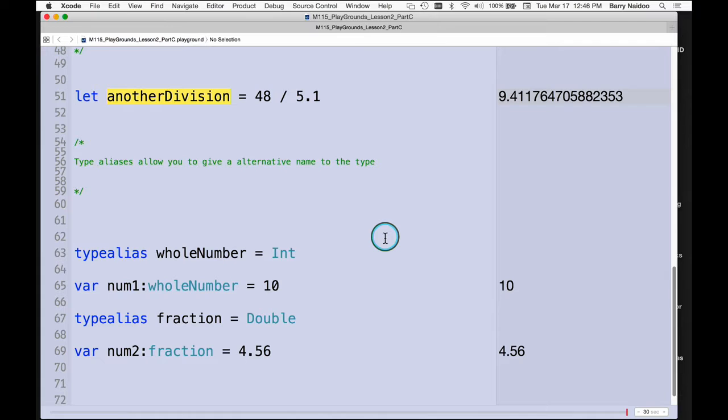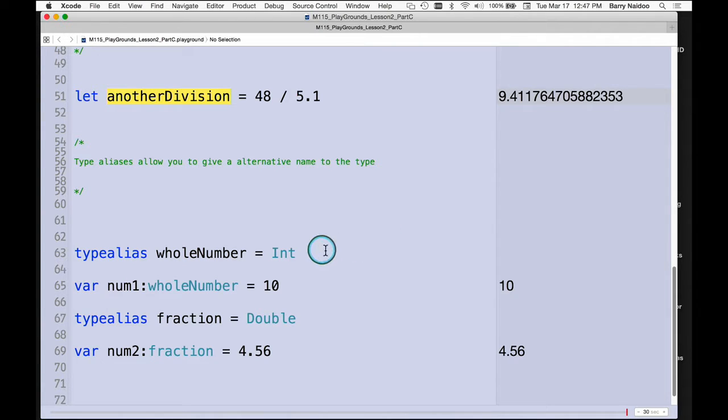Now let's look at another concept in Swift called type aliases. So far we've worked with 5 types: integer, double, string, character, and boolean.